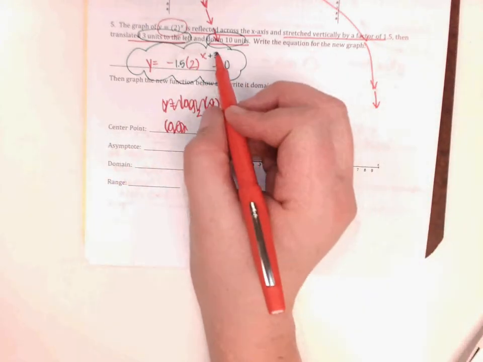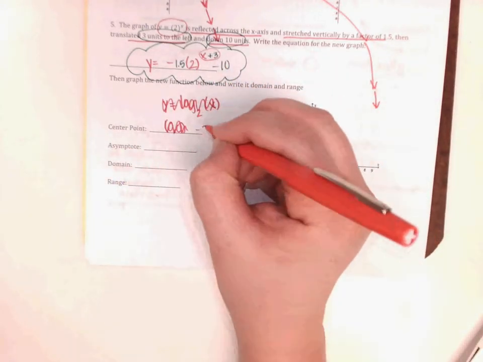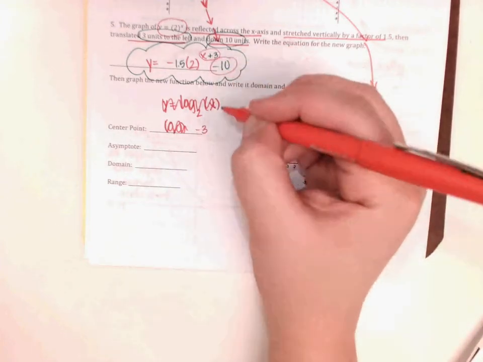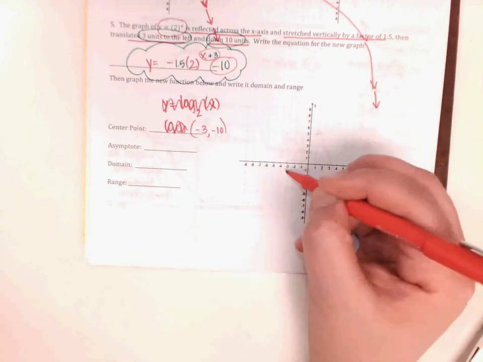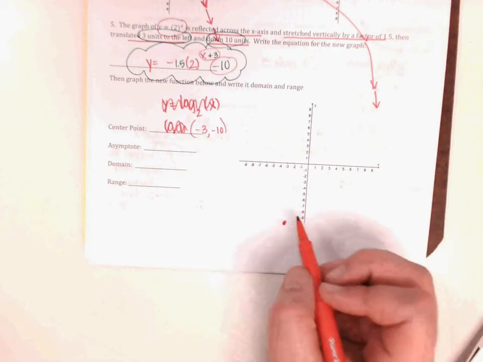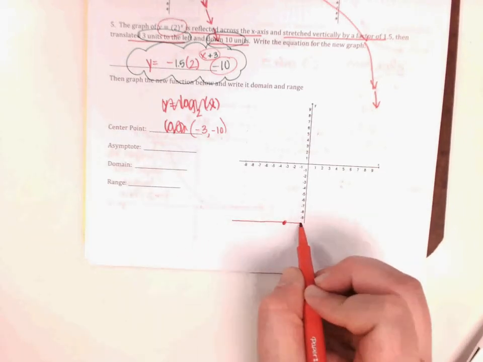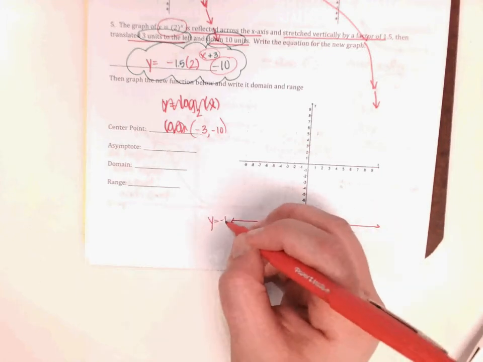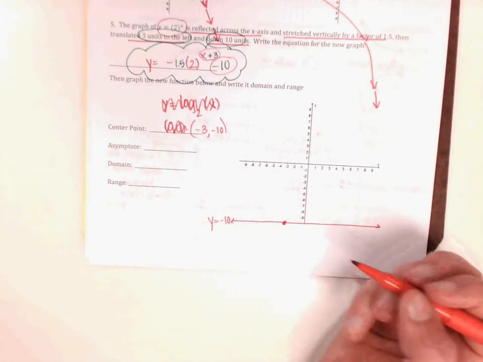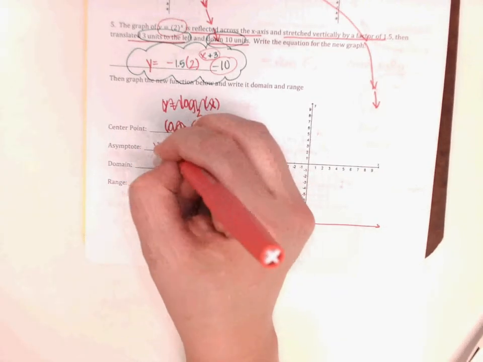So if I have a plus 3 here, I'm really going negative 3. Then I have a minus 10 here, that's a down 10. So my starting point is going to be negative 3, negative 10 right here. Then from there, my asymptote, I'm going to draw it in nice and flat. That's barely even on my graph. That's y equals negative 10. So my asymptote is y equals negative 10.